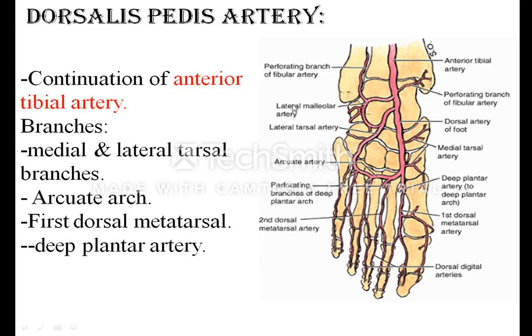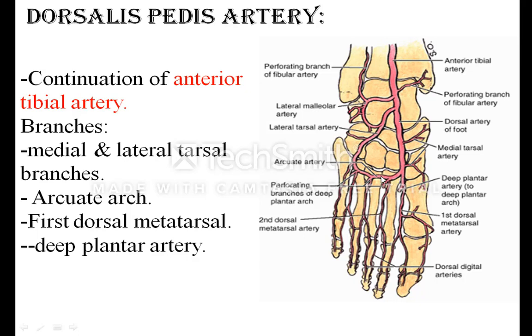So as we can see here, this is the anterior tibial artery, then here it changes into the dorsalis pedis, and here it gives these perforating arteries and the lateral and medial tarsal arteries, and here it gives the arcuate artery.